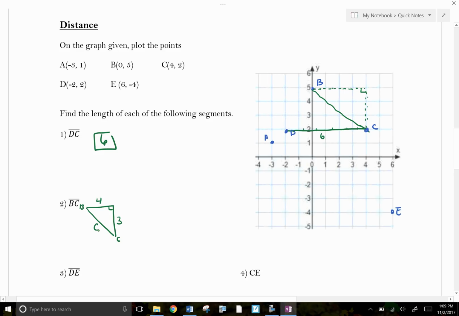I need the hypotenuse. What formula relates the legs and the hypotenuse of a right triangle? Why, the Pythagorean theorem. 3 squared plus 4 squared equals c squared. 9 plus 16 is 25. C equals 5. So BC has a length of 5.